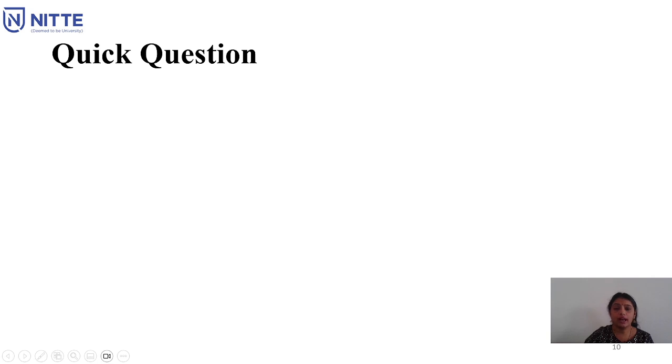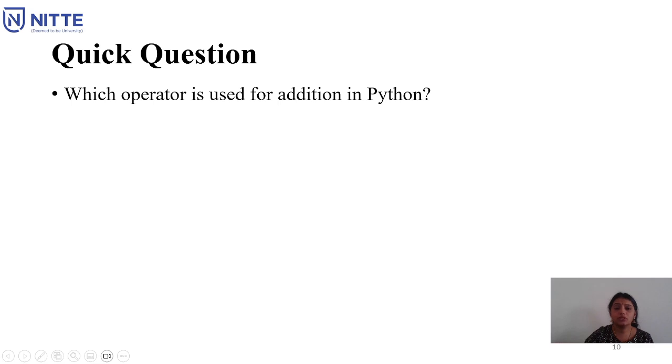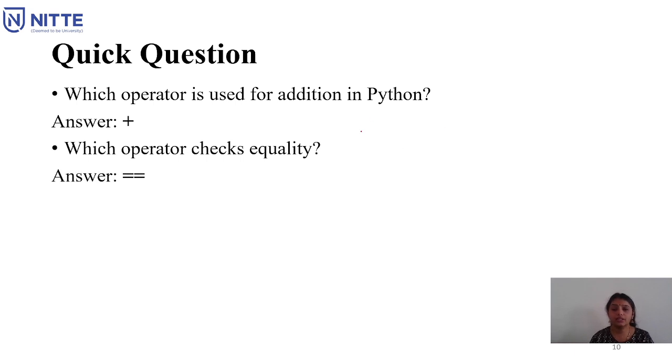Let's have a quick glance at your knowledge. Which operator is used for addition in Python? As you can see, addition is given in the question, so the answer is plus. Which operator checks equality? Remember, for equality, that means the value present in B has to be equal to A, which is 5. If it is equal to 5, then you will be using double equal to as your operator.